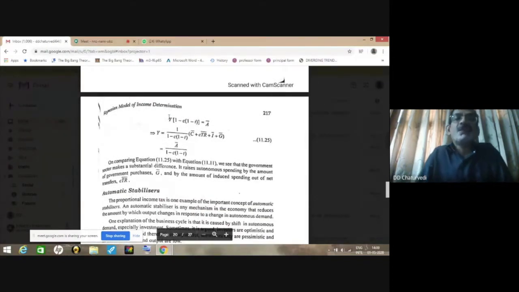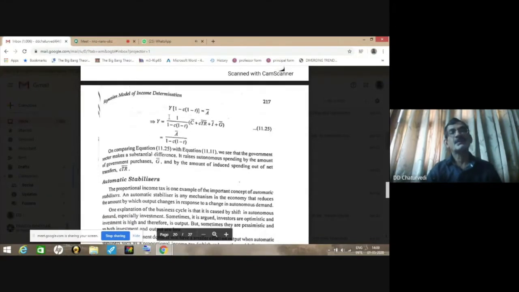Now in equation form, you can take Y outside the bracket. Within bracket you will get 1 minus c within bracket 1 minus t, and so you will get on the right hand side A bar, that is going to be the new autonomous expenditure by including government. And this new autonomous expenditure will be C bar plus small c TR bar plus I bar plus G bar. So the new equilibrium level of national income will be A bar divided by 1 minus c within bracket 1 minus t.